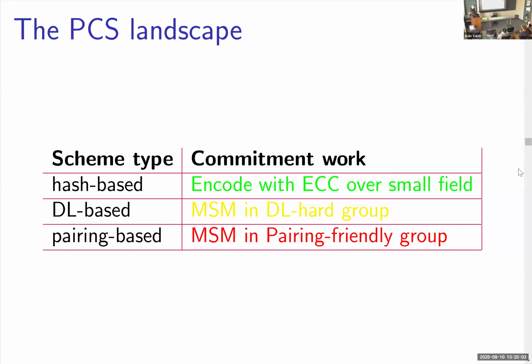Of the three categories, is the hash-based one post-quantum and the other two are not post-quantum secure? Yes. Okay.